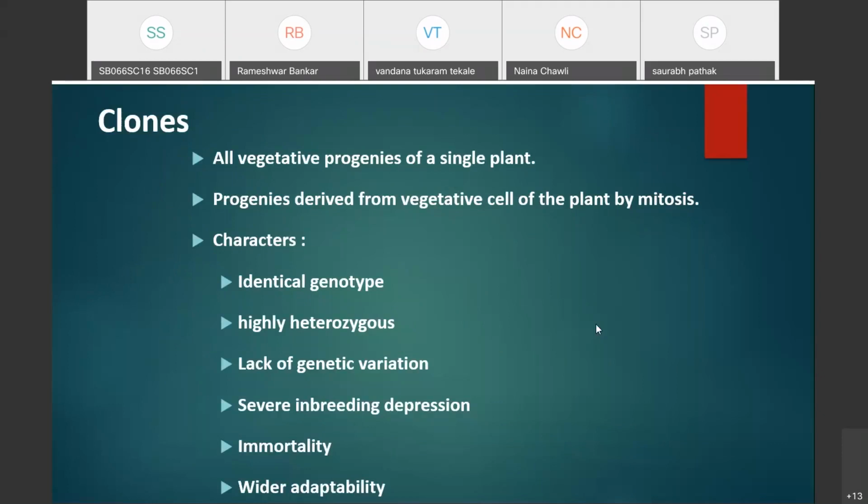Clones are nothing but all the vegetative progenies of a single plant. All vegetative progenies of a single plant.